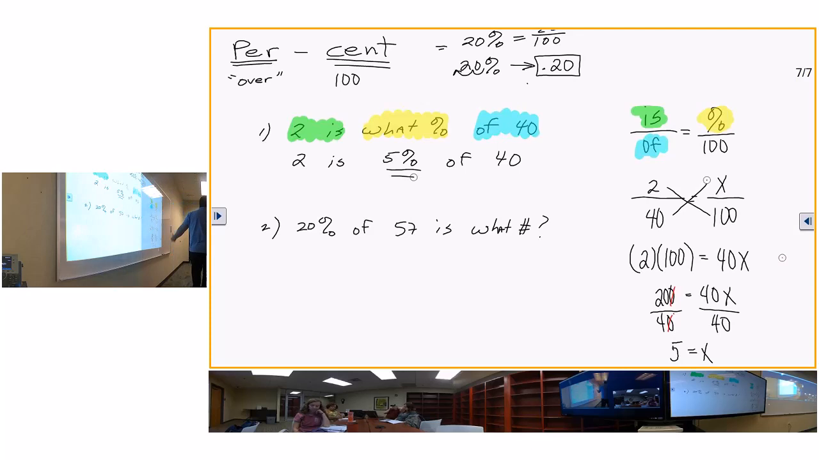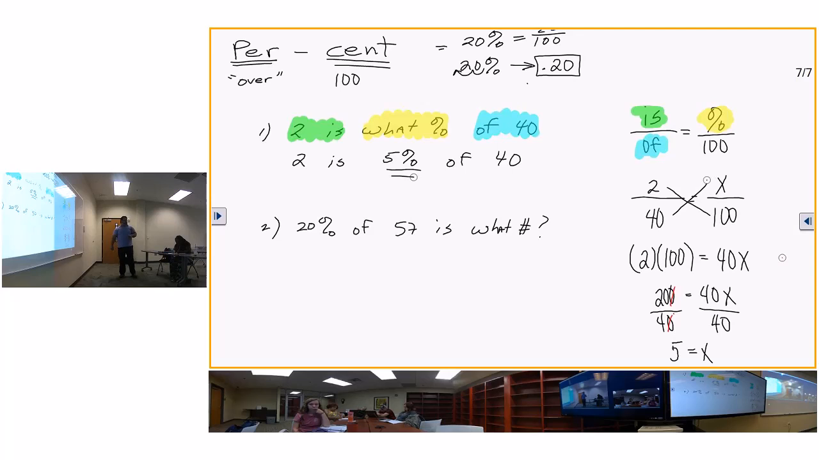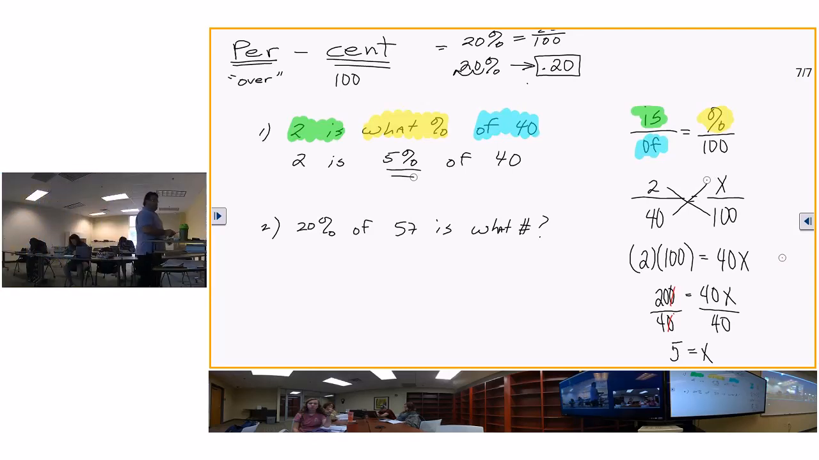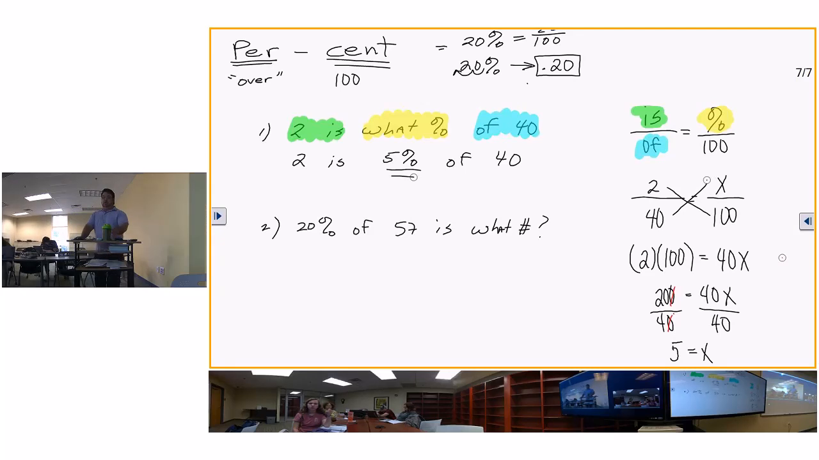These are called sentence questions. If you have a sentence question, you put is over of, percent over 100. Now I'm going to have some people say, oh, well, I don't do it that way. Well, then you do it however you do it. And if you get it wrong, don't whine. Okay? So let's do the second one. I want you to do the second one. 20% of 57 is what number? So this time you do have a percent, so you're not going to put x in the percent. You're going to put what? 20.